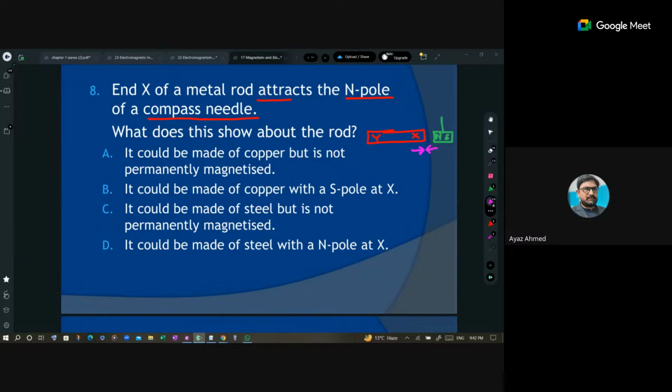It could be made of steel, but with a north pole at X. No, if it is a north pole, it would repel. So it is gone. It could be made of copper, but not permanently magnetized. Copper is a non-magnetic material, so it never attracts or repels. It could be made of copper with a south pole. No. So it is made of steel, but it is not permanently magnetized, because steel can be attracted. Steel is an alloy of iron, that's why it has some magnetic properties. So we can say that it is not permanently magnetized, but it can attract. Okay.